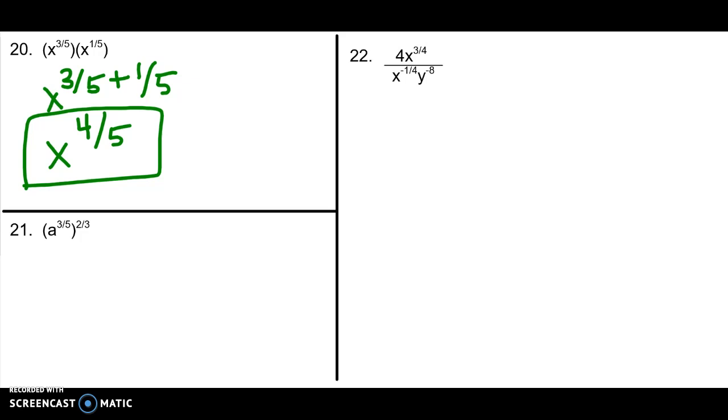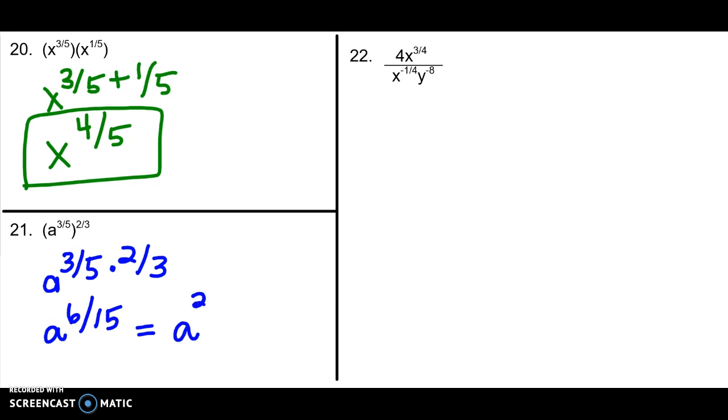All right, number 21, we have a power raised to another power, which means we need to multiply our exponents. So on this one, we have a to the 3/5 times 2/3. 3/5 times 2/3, that gives us 6 over 15. And then we need to be careful because we can reduce 6 over 15 by 3. So that actually reduces to 2/5. A to the 2/5 power.